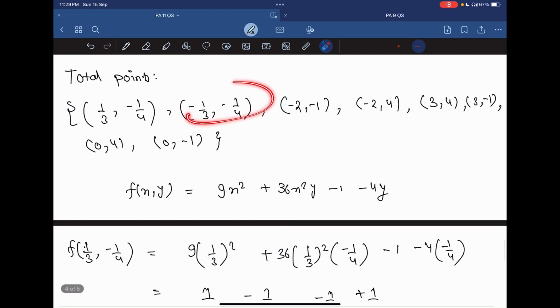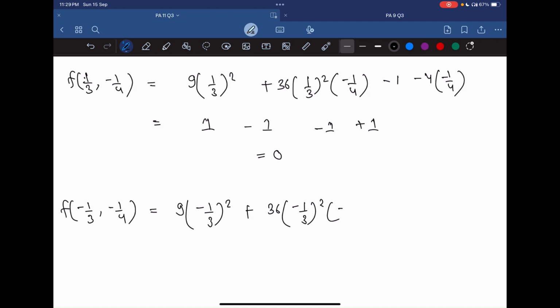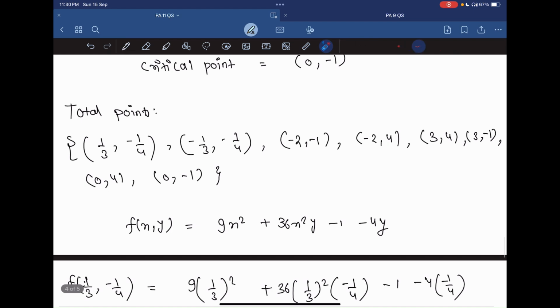Now for next point, it won't be any effect because here it was 1 by 3, it was negative 1 by 3 here, but as you are squaring, the sign will not have any effect. So again the function value at this point would also be 0. Now let's check against the vertex point. So minus 2 comma minus 1.